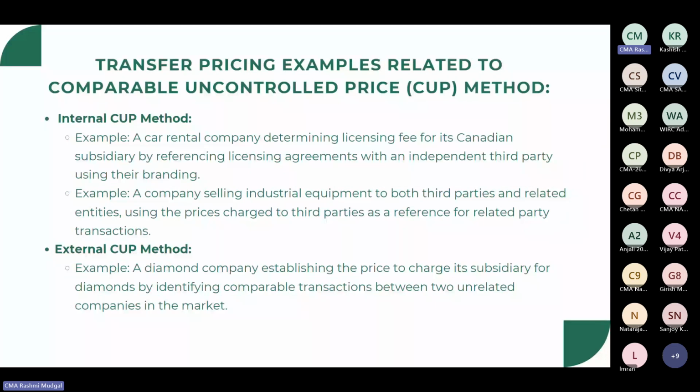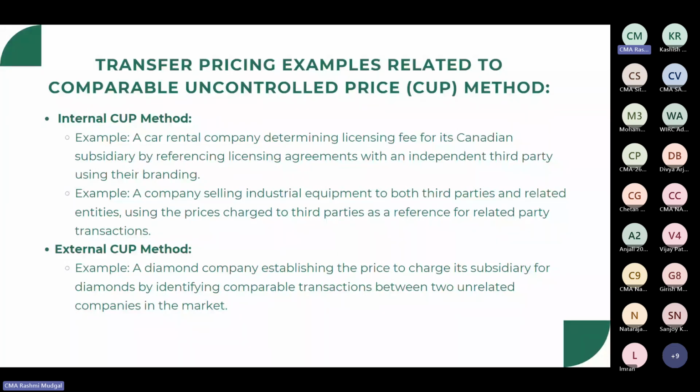Transfer pricing examples related to the CUP methods are first. Internal CUP method, first example: a car rental company determining license fees for its Canadian subsidiary by referencing a licensing agreement with an independent third party using their branding. So here the transaction pricing internal CUP method will come. Next example is a company selling industrial equipment to both third party and related entities, using the prices charged to the third party as reference for the related party transaction.